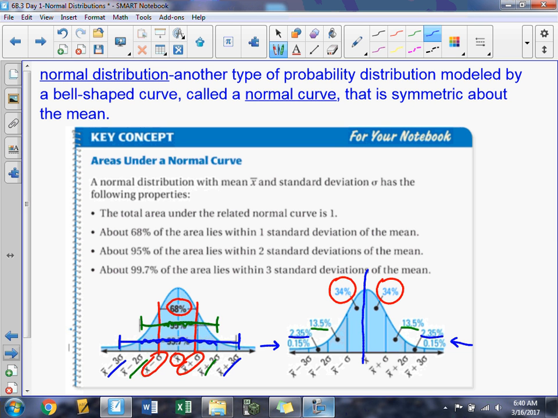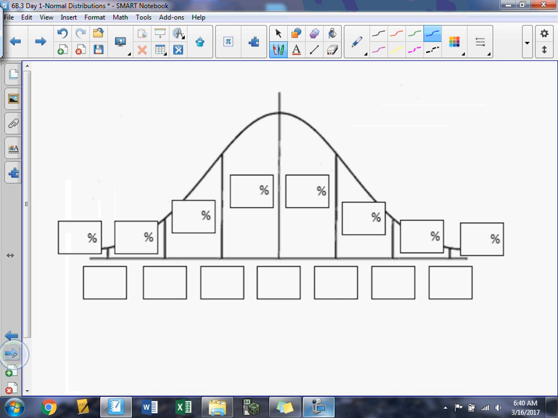Now remember, we have a quiz tomorrow. This is not on the quiz tomorrow. This is your homework that's due tomorrow. But you do have to get these numbers memorized before we take the next quiz and the test.